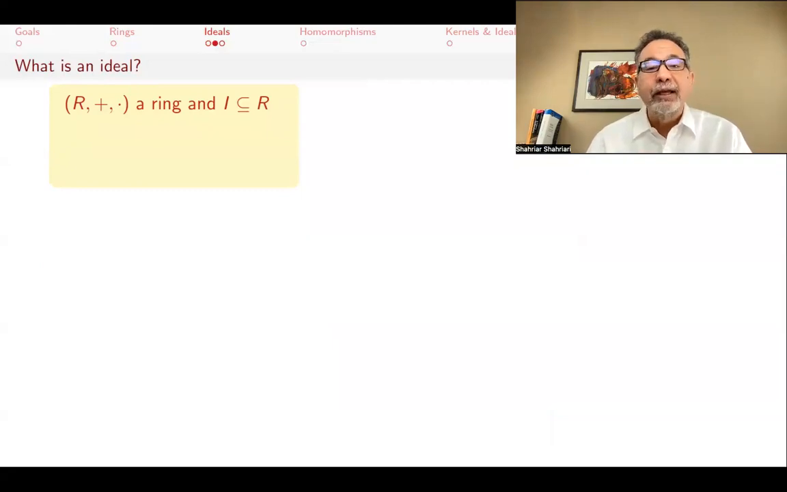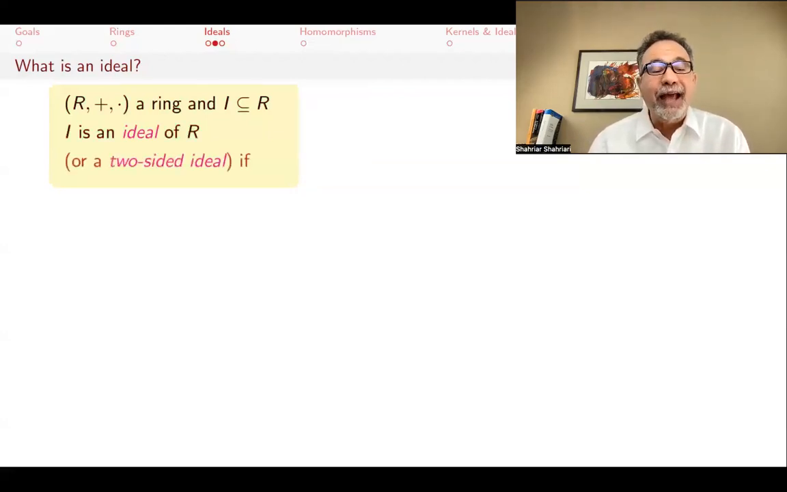So we have a ring. When we say a ring, I'm identifying the addition and multiplication that I put. That's why I write R with parentheses, plus and times. If you are talking about a specific example, when the addition and multiplication are understood, then you don't have to put them in. So we have a subset I. This I is going to be an ideal if it satisfies certain conditions.